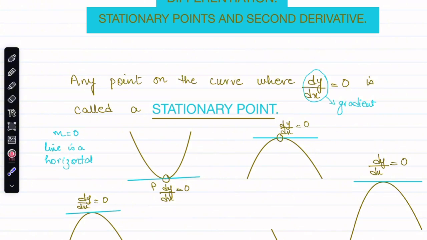In the same manner, if I have the curve with a maximum turning point, and we have the tangent passing through this point, then this point becomes the stationary point, where the tangent becomes horizontal or parallel to the x-axis, and the gradient becomes 0. This point is then called the stationary point, and we can see that the nature of this stationary point is a maximum.